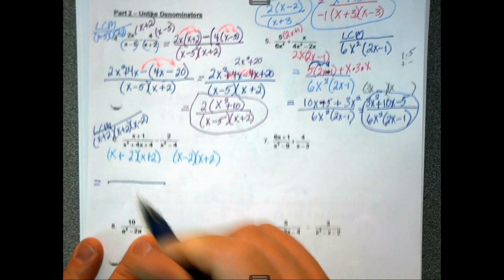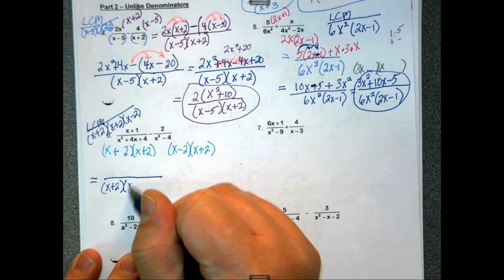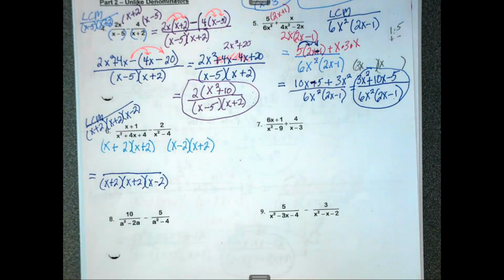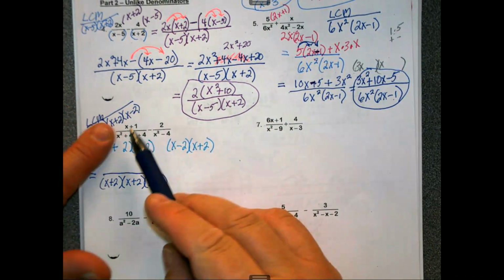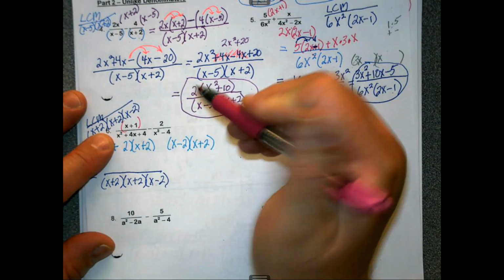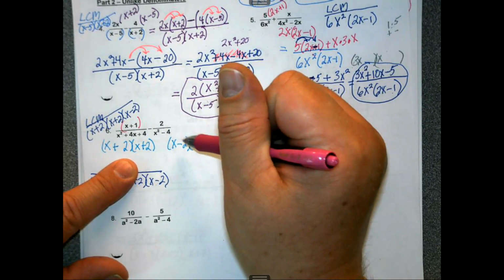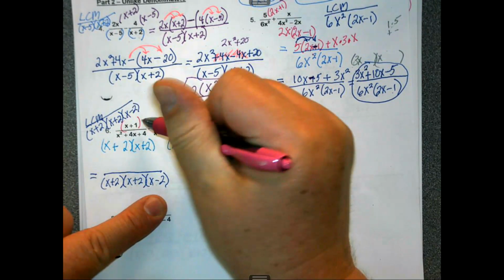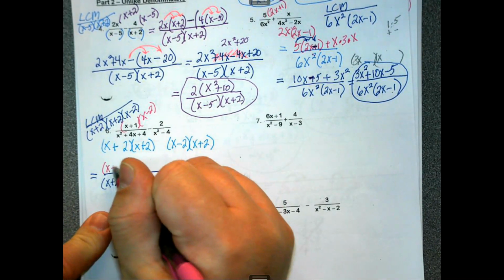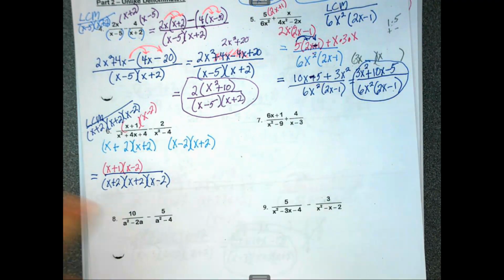This whole big thing, x plus 2, x plus 2, and an x minus 2. Looking at this x plus 1, what am I going to need to multiply that by that I don't have in this denominator? I need the x minus 2, right? So I have x plus 1 times x minus 2.